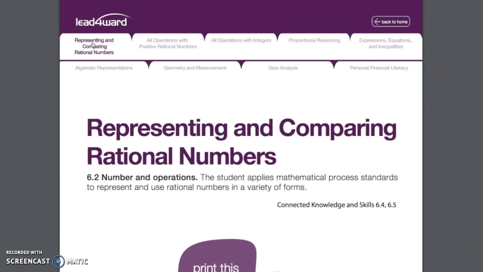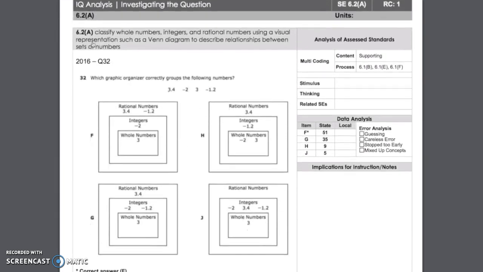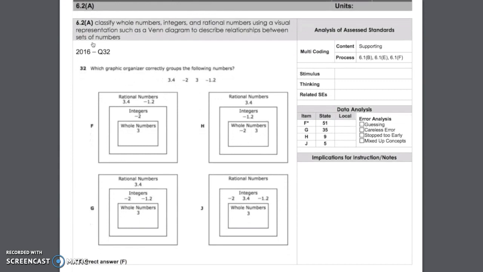Within this tab, you'll find items related to representing and comparing rational numbers. Let's take a look at the design of the IQ document. The questions are grouped by student expectation, and you can see that at the top. This particular question came off of the 2016 STAAR test, and it was question 32. You'll also notice an item analysis using state data. This helps us just find general trends related to each of the questions.